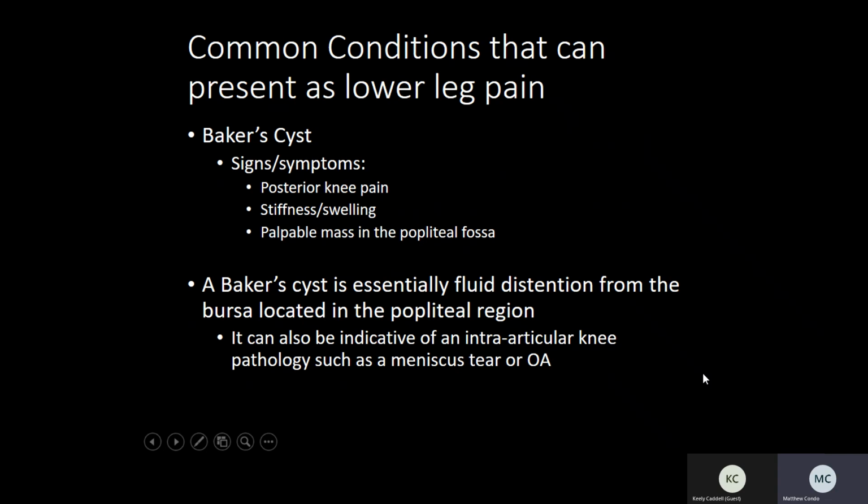Remember, swelling typically is a symptom. Swelling is not typically the pathology. Swelling is a sign that something else is going on.